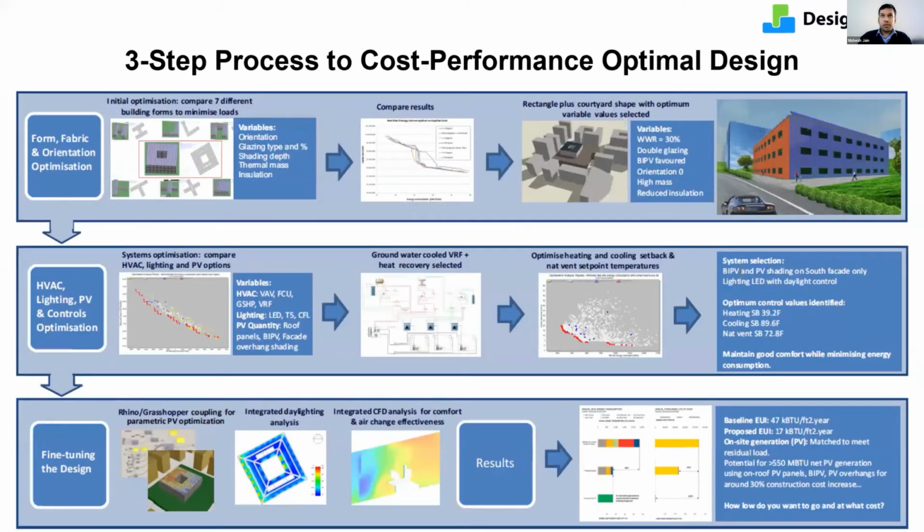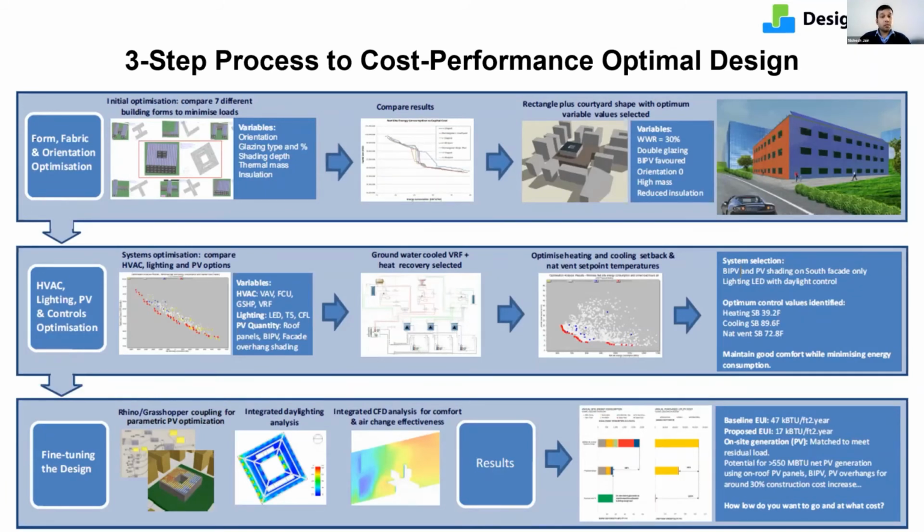So this is the overview of the workflow that was followed for this project. And there's a lot to say about this workflow, but I'll keep it brief and quickly pick up the main highlights. So essentially the design was a 3-stage process, and it was to identify the best building form and HVAC systems using optimization. And then once that is done, fine tune the rest of the design with more focused simulations.